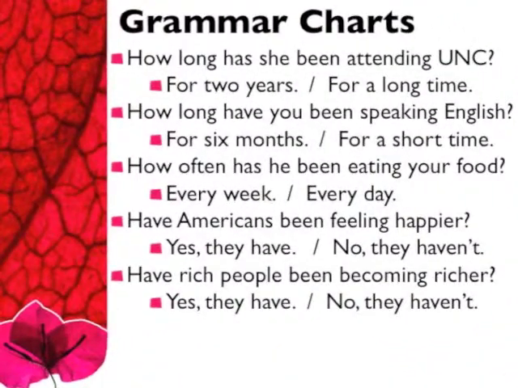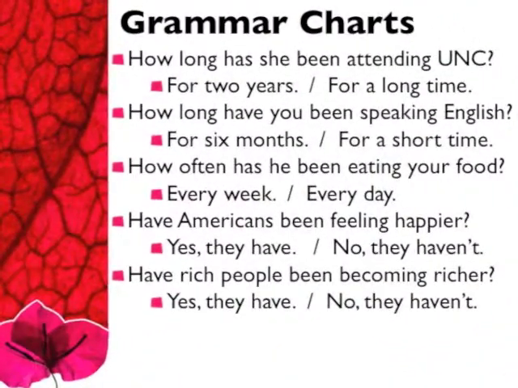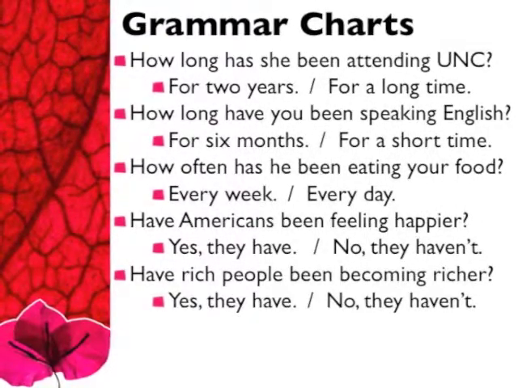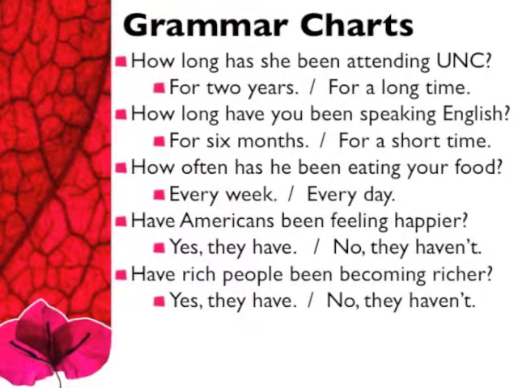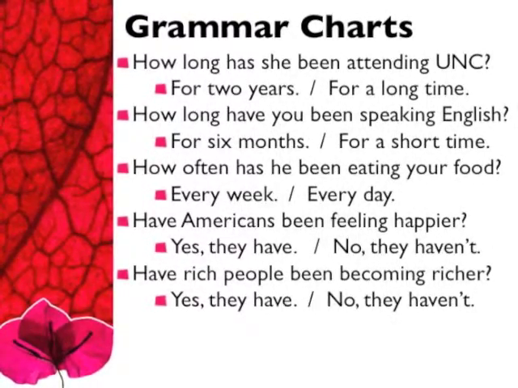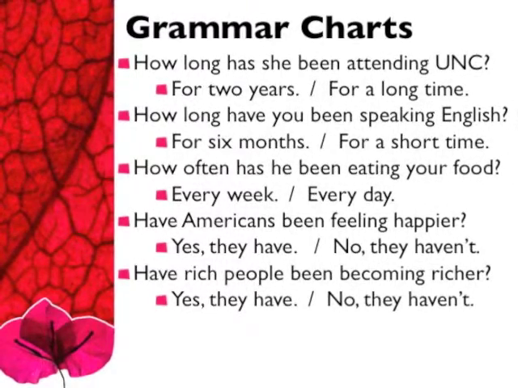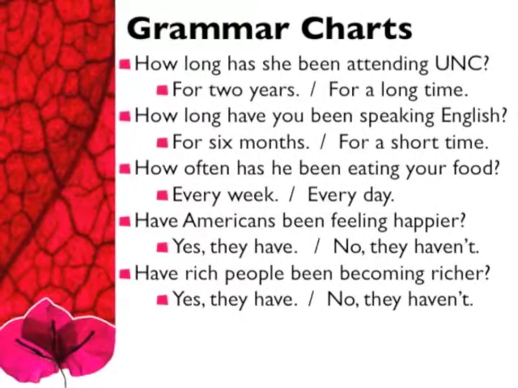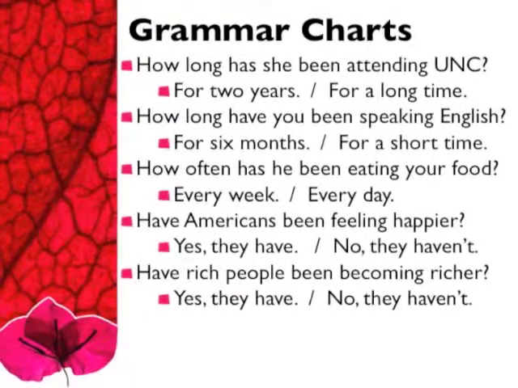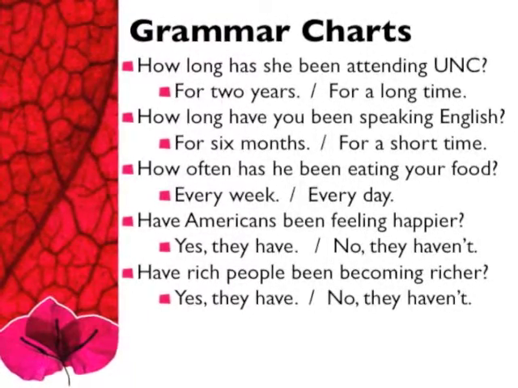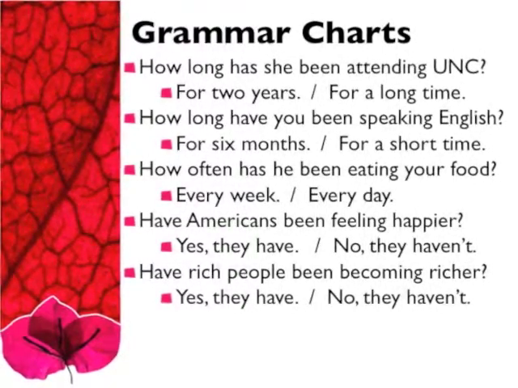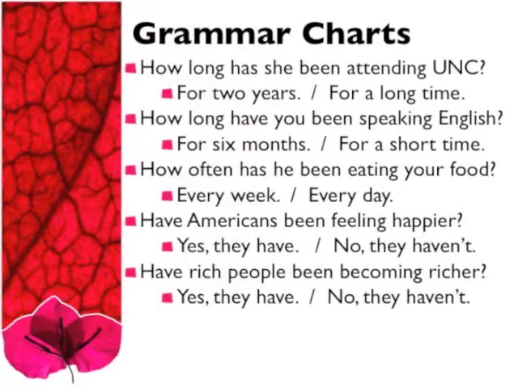Let's go ahead and look at some example answers for these types of questions. We'll start with the WH word questions and then move on to the yes/no questions. How long has she been attending UNC? You would answer with the amount of time. For 2 years, for a long time. If you move down to the last two questions, these are yes/no questions. Have Americans been feeling happier? Yes, they have. No, they haven't.